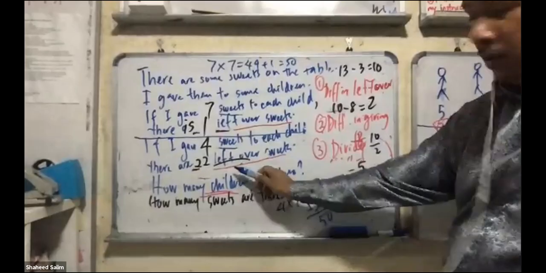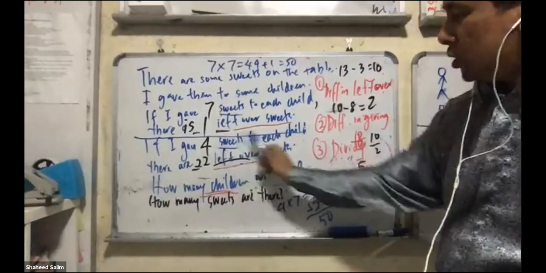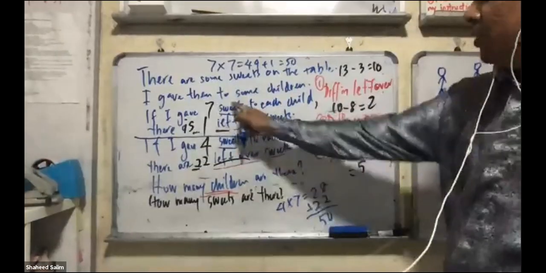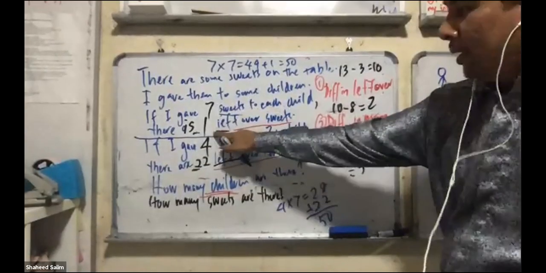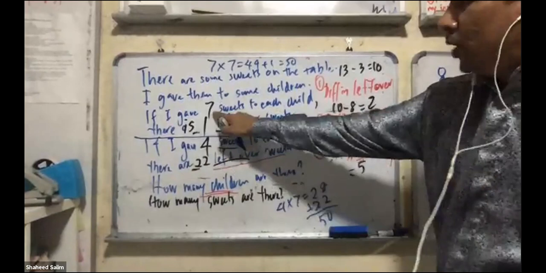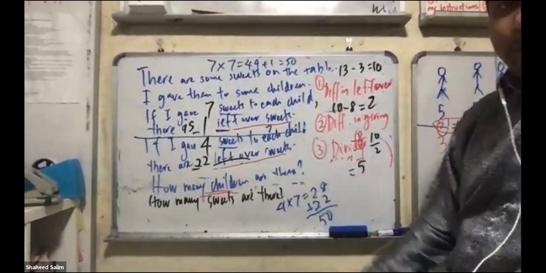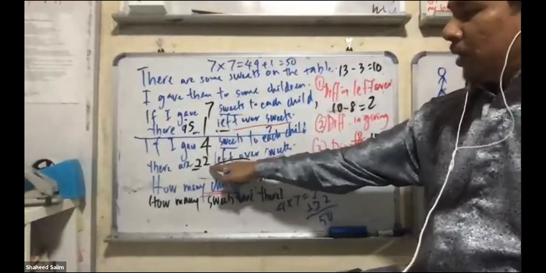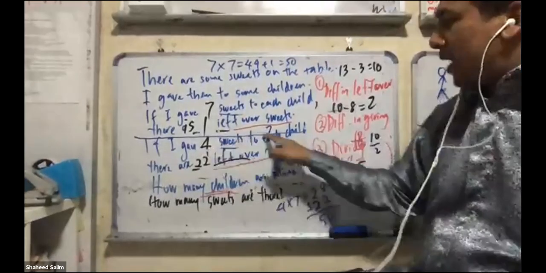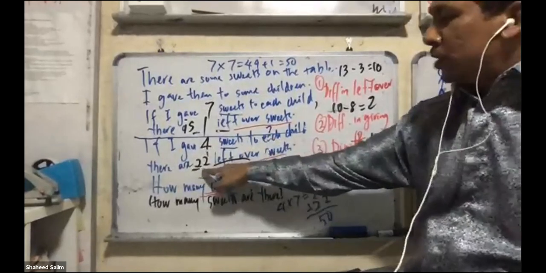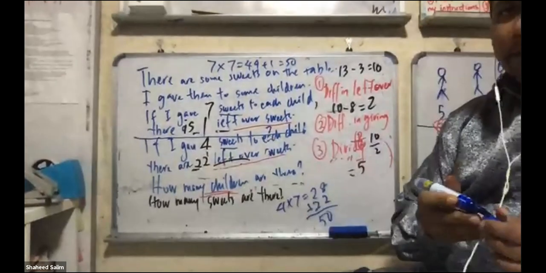But then I got 72, for this one. 4 sweets, or 7 children. I put 7 times 7. 7 times 7, 49, correct? Then add 1, because for this one, if you give 7 sweets, you got 1 left over. You don't have 22 left over. If you give each child 7 sweets, you get 1 left over. If you give 4 sweets to each child, you got 22 left over, correct? Because 4 times 7 is 28. You got 50 sweets, you got 22 left over, correct?